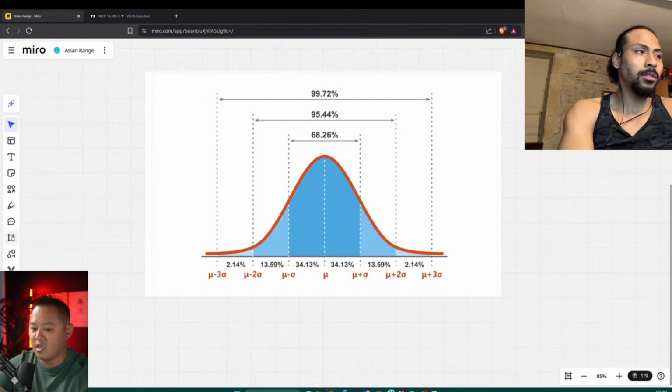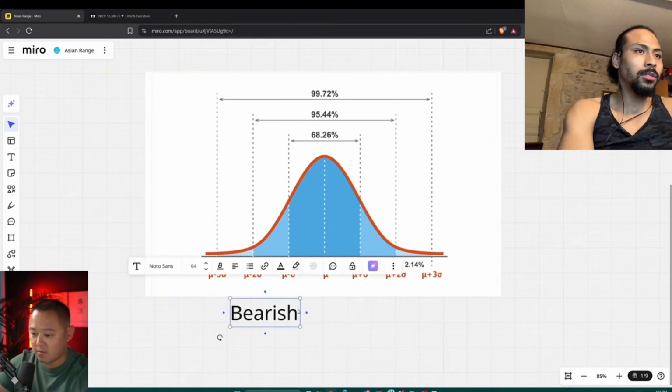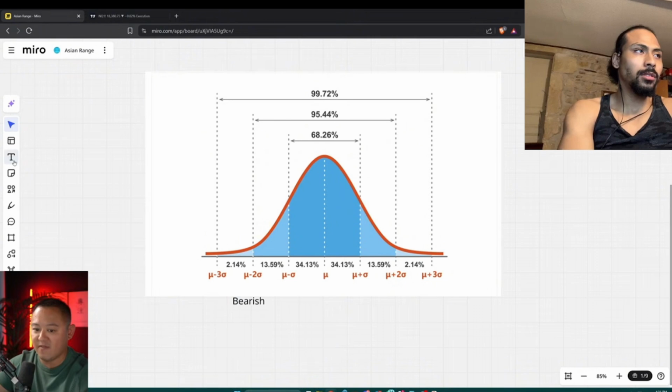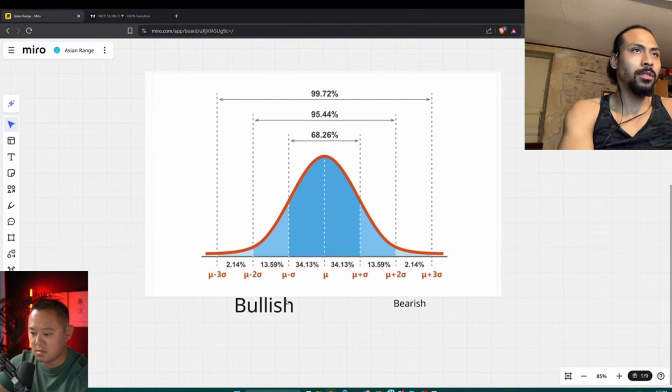Let's say, for example, that this normal distribution bell curve is bearish to the left. So we have negative standard deviations to the left and positive standard deviations to the right. Well, actually, this is going to be flipped like this: bullish is going to be here, and bearish is going to be on the right.